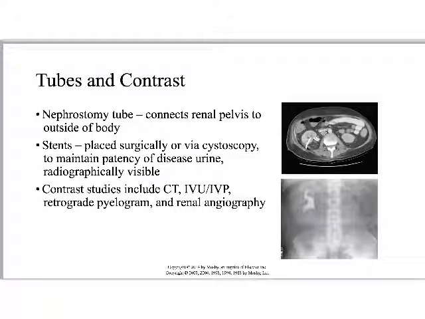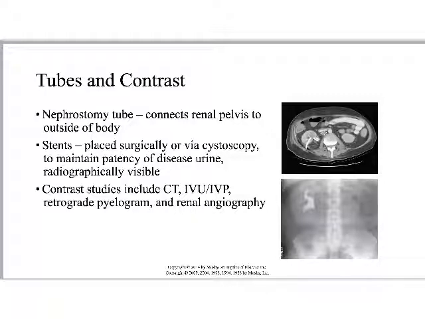Because if you go back to that image of the kidney anatomy, the pelvis is pretty large, and the ureter is pretty small, so it's like a funnel shape. So if we can coil it up in the pelvis, it's not going to slip out. That is, again, a nephrostomy tube.